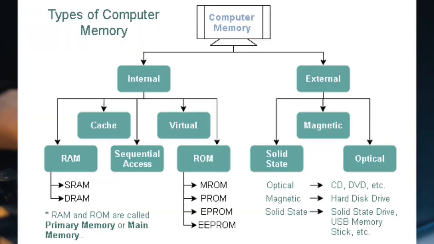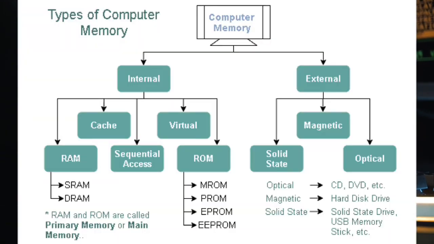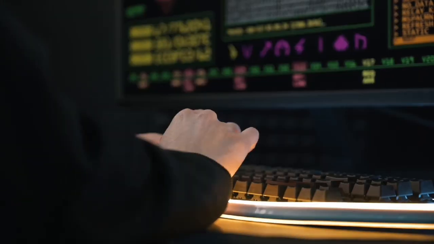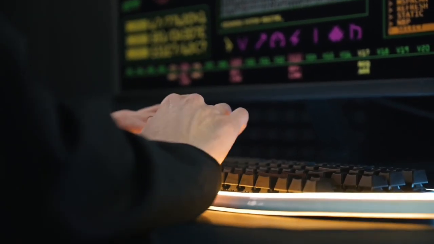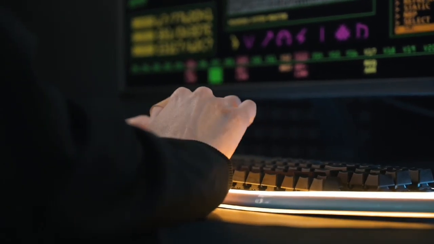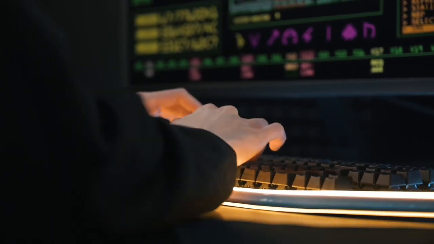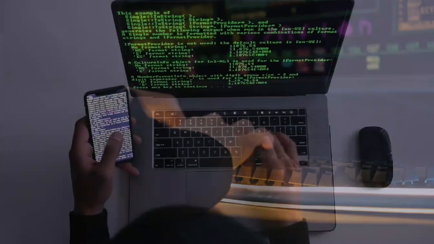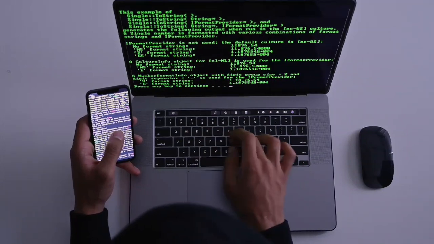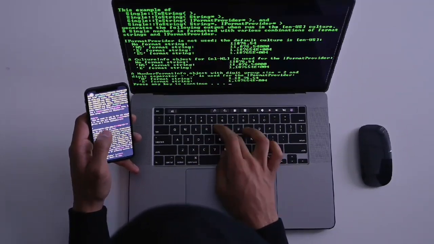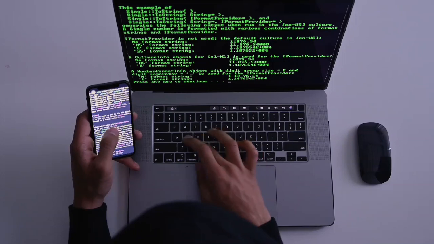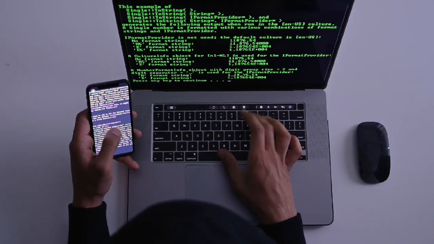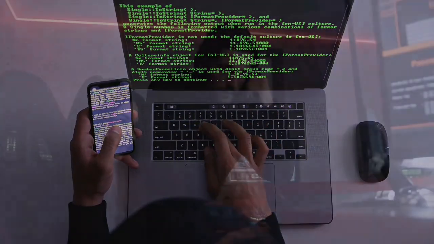The memory stores the data that is being used by the computer. The storage stores the data that is not currently being used by the computer. The input devices allow the user to input data into the computer. Examples of input devices include the keyboard, mouse, and microphone. The output devices allow the user to see the results of the computer's processing. Examples of output devices include the monitor, printer, and speakers.